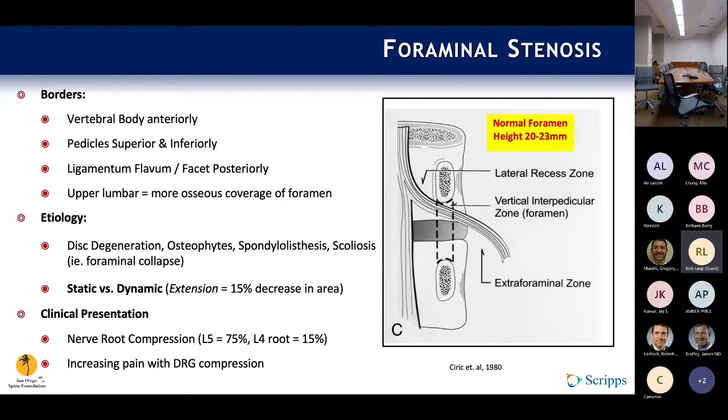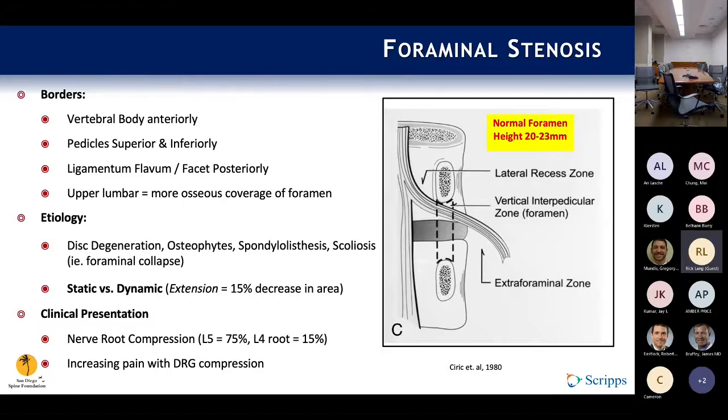The thing to remember is that the foramen is about 2 centimeters, 20 to 23 millimeters in height, and we'll show what some of the literature shows for how to detect compression. Generally, this is disc degeneration, osteophytes, spondylolisthesis, or scoliosis. The big thing is determining whether there's foraminal collapse rather than just a disc herniation. And these can be dynamic or static.